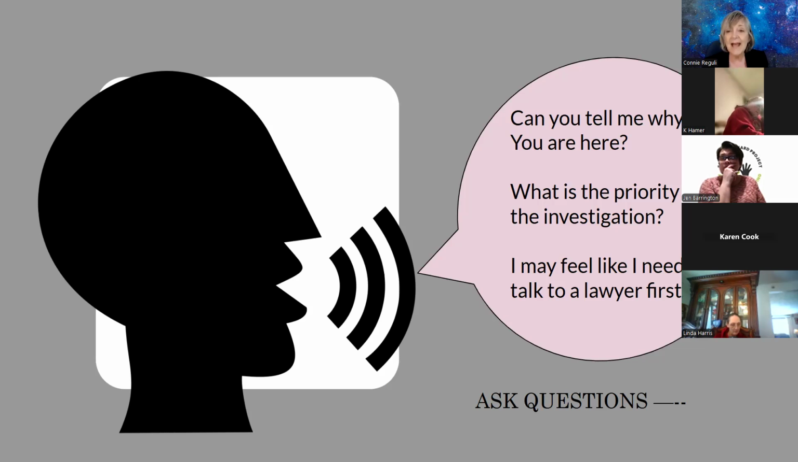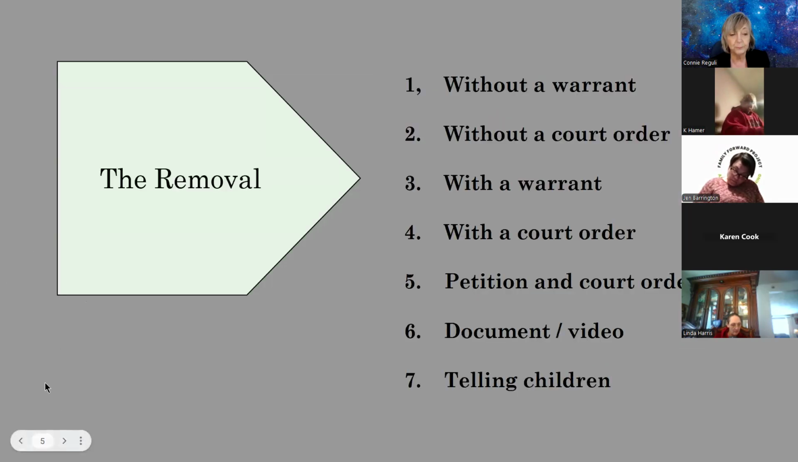But it's okay to ask that question, what is the priority of this investigation so I can help you, right? And if they say it's a priority 1, the next follow-up question is, can you tell me what the emergency is or what the harm is that you're investigating?